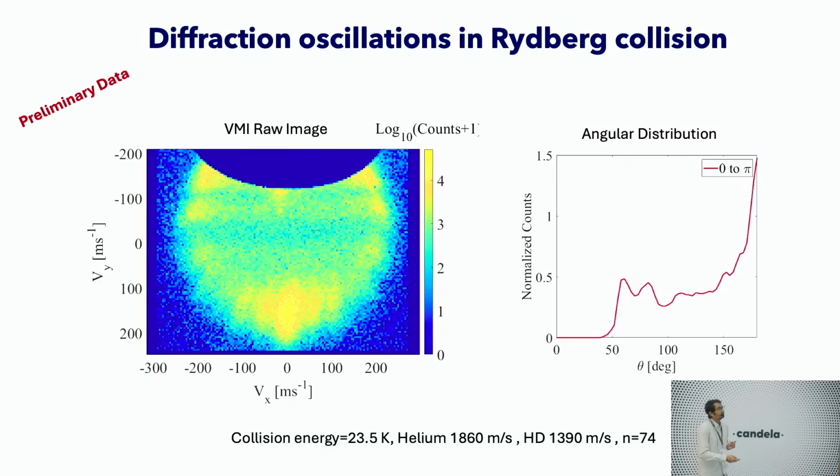Okay, and what we see? Diffraction oscillations. So this is really, you see this high low peak over here. So these are the diffraction oscillations. It's coming from really the Rydberg collisions, coming from the Rydberg atoms. So this is the angular distributions for the Rydbergs. This is the same plot plotted in angular. You can see the oscillations over here.